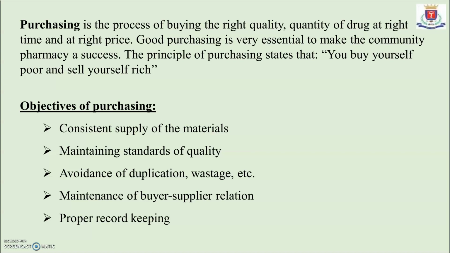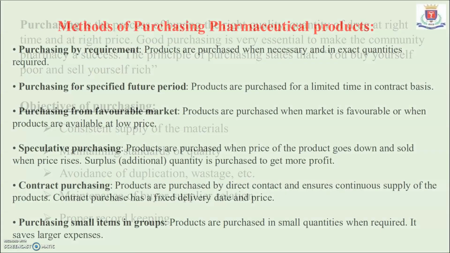So what are the objectives? Consistent supply of the material to the patient, maintaining the standards of quality, avoidance of duplication, wastage, etc. Maintenance of buyer and supplier relation, means retailer and wholesaler relation. Proper record keeping, means if we are buying some medicines from the market, we have to make proper arrangement of these bills which are required for a drug inspection.